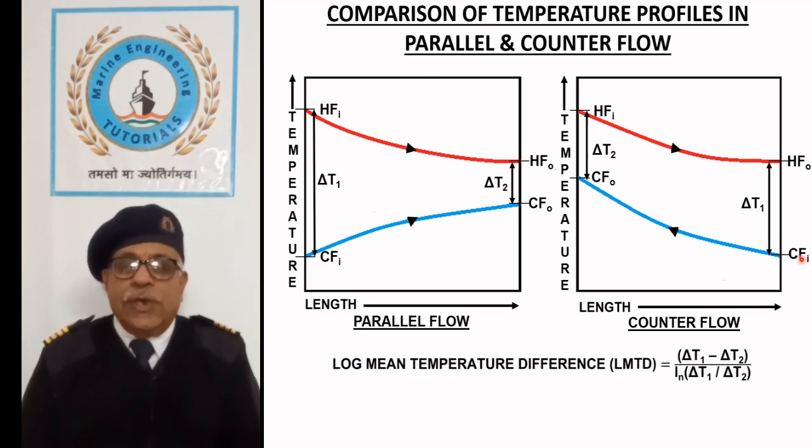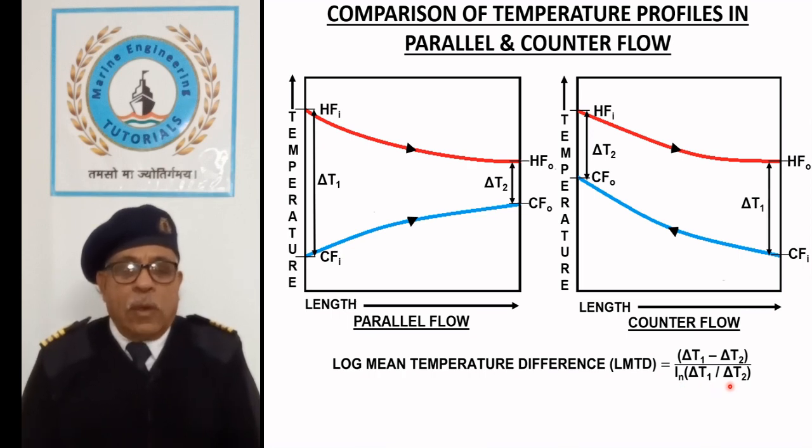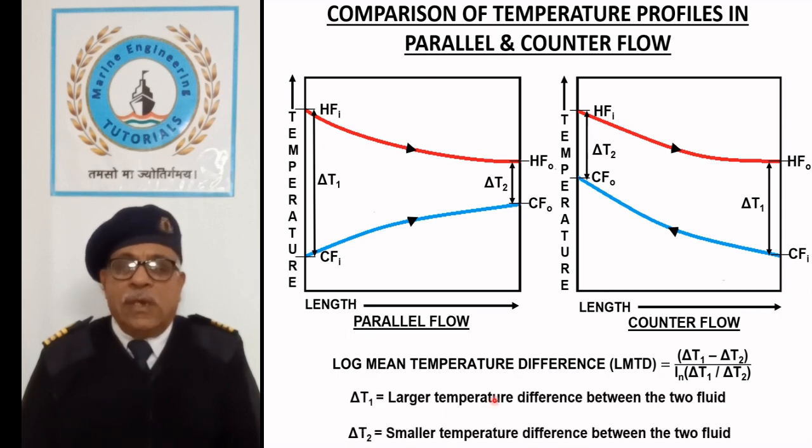A precise temperature change between two fluids across the heat exchanger is best represented by the log mean temperature difference, LMTD, which can be expressed by the equation LMTD is equal to delta T1 minus delta T2 divided by natural log of delta T1 divided by delta T2, where delta T1 is equal to the larger temperature difference between the two fluid streams at either the entrance or the exit of the heat exchanger, and delta T2 is the smaller temperature difference between the two fluid streams at either the entrance or the exit of the heat exchanger. Higher the value of LMTD, better will be heat transfer.